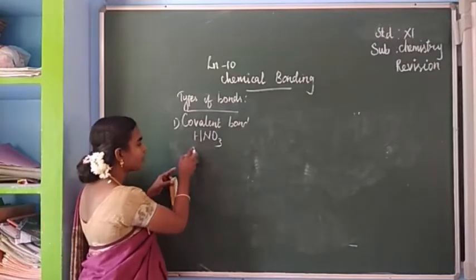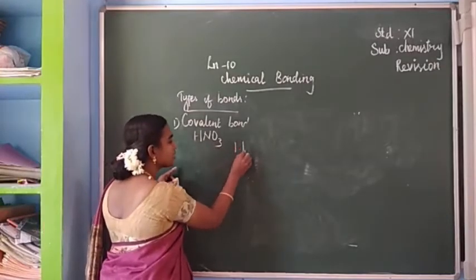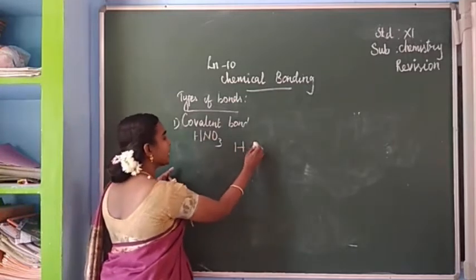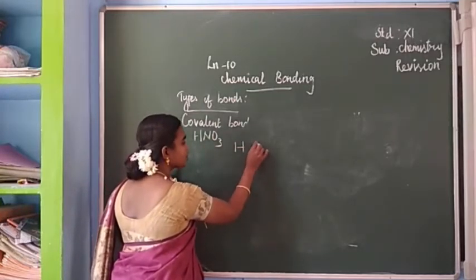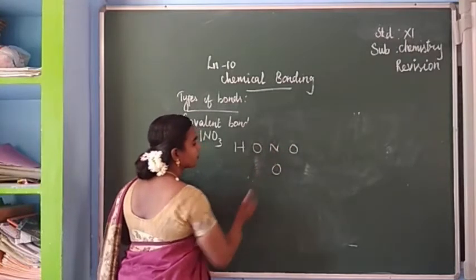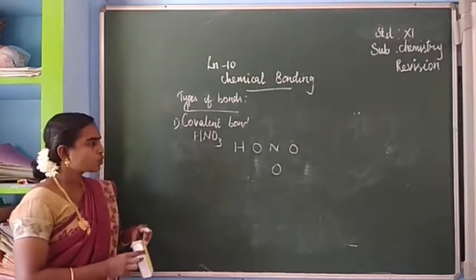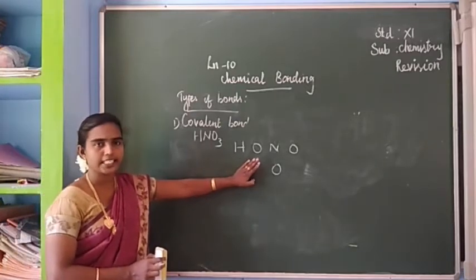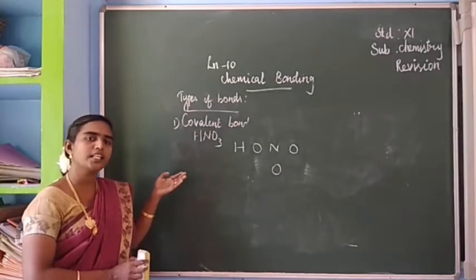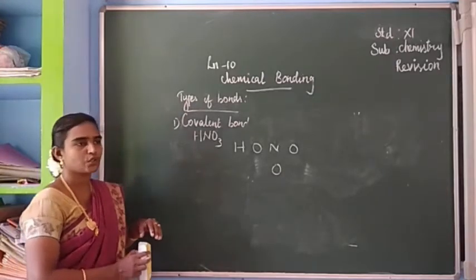Skeletal formula means the atoms present in that particular molecule should be written separately. HONO. Is it clear? So I have written it like this. This is the skeletal formula. So what is the next step, students? We have to find the total number of valence electrons, isn't it?